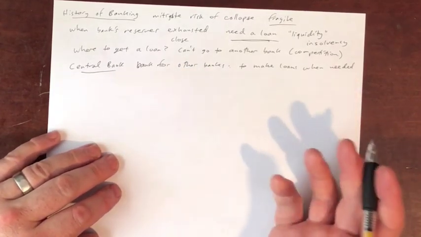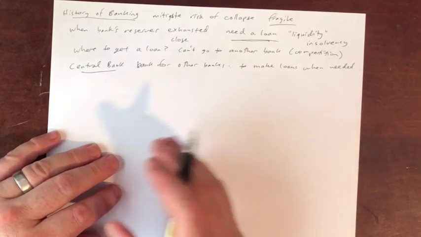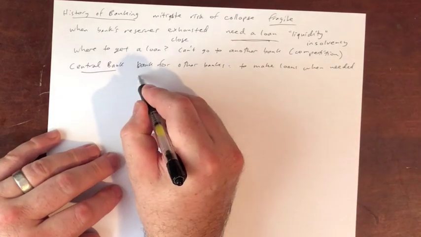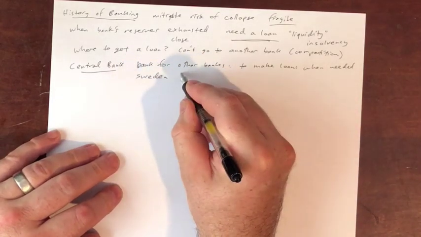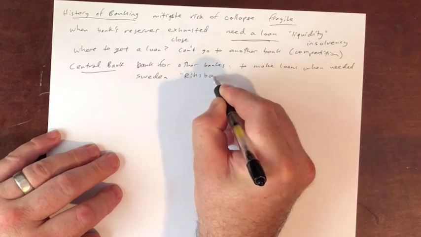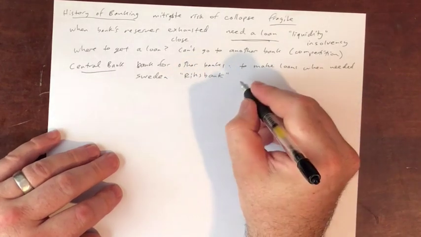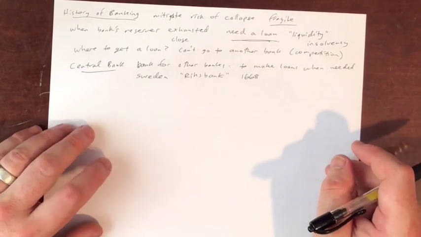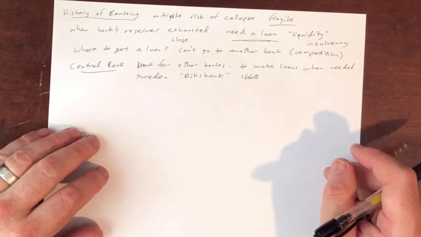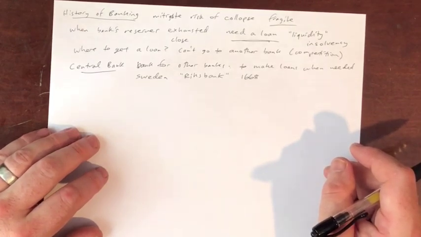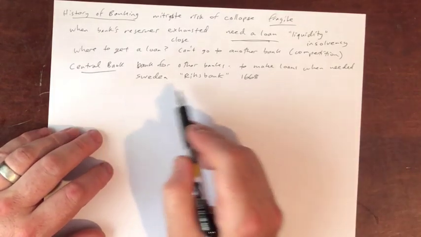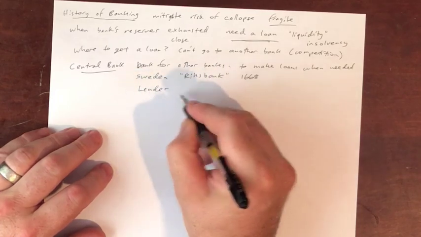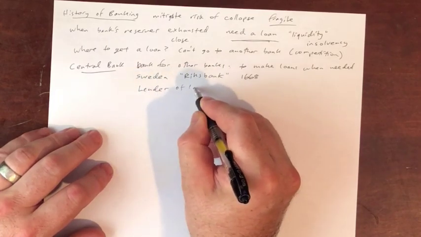Now, the first one of these central banks that we know of, a bank that loans to other banks, was in Sweden. This is called the Swedish Riksbank, and it was created in 1668. Wow, that's old, right? That's a 350-year-old institution. That is what we know of as the first central bank. They start off as what we now in modern language call the lender of last resort.